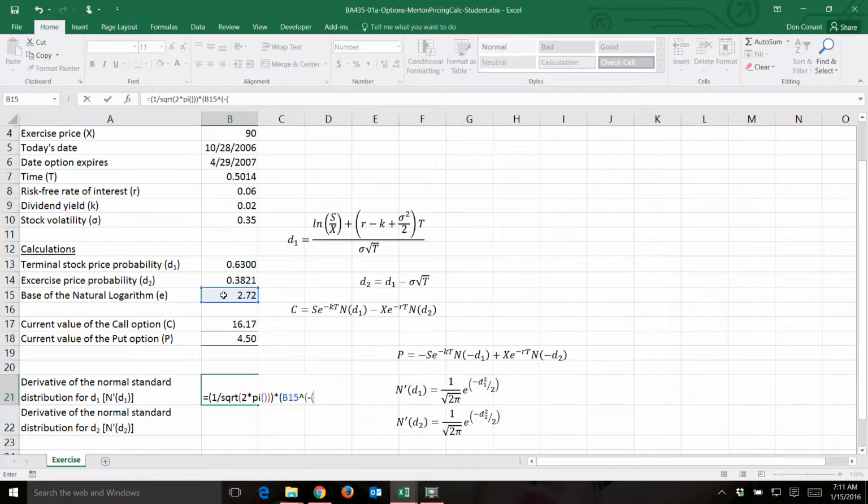This is important. Negative D sub 1 squared raised to the second power. That quantity then over 2. That gives us the exponent then. So I close the exponent off now with the parenthesis. And I close off that quantity to the right of multiplication. I press enter. I get 0.3271. That is correct. Now I'll go ahead and calculate the derivative of the normal standard distribution for D sub 2.